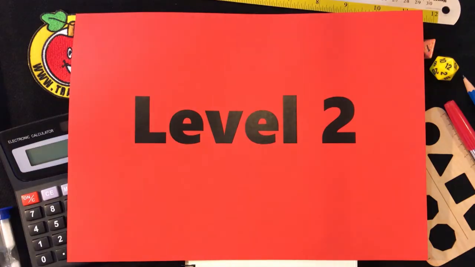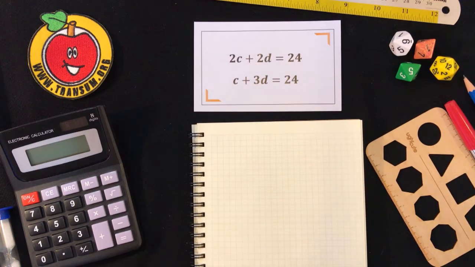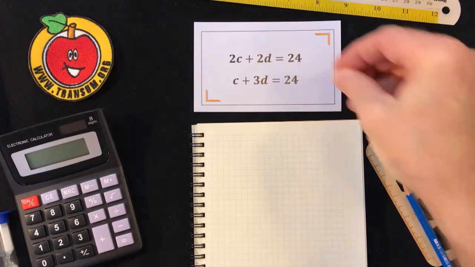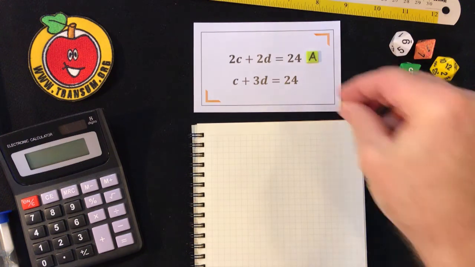Now let's move on to level 2. So here's an equation that you might get in level 2. So, as with all of these, the first step is to label them A and B.